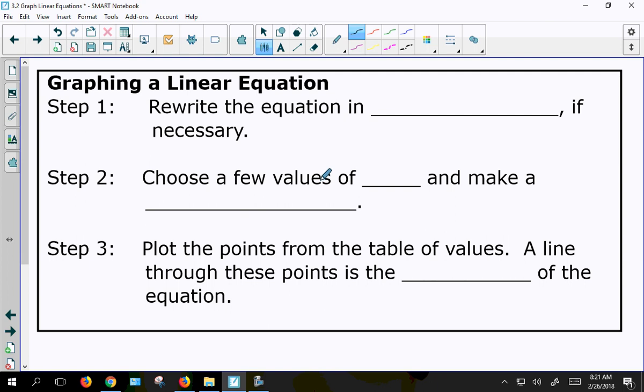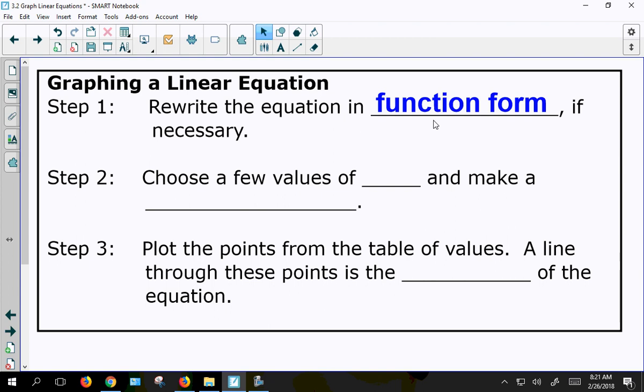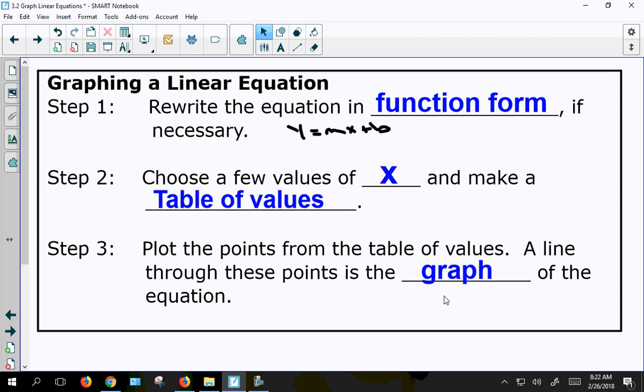Graphing a linear equation. You want to rewrite the equation, and they're going to say function form. I say slope-intercept form. What is slope-intercept form? Slope-intercept form is y equals mx plus b. That's slope-intercept form, or function form. Choose a value for x and make a table of values. Plot the point from the table of values. A line through these points is the graph of the equation. This is one way to graph an equation.